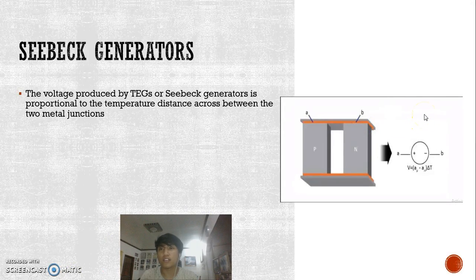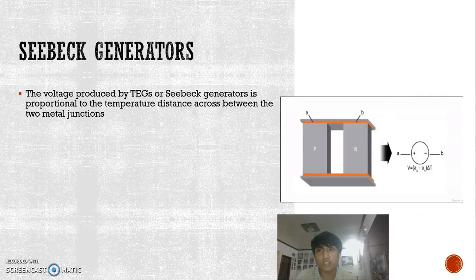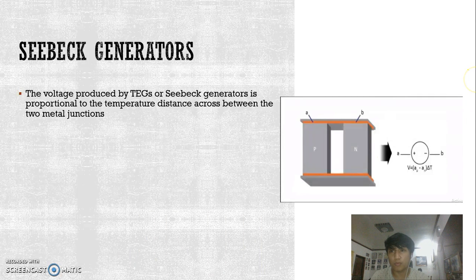Seebeck generators. The voltage produced by TEGs or Seebeck generators is proportional to the temperature difference across the two metal junctions. As you can see at the right side, it's the Seebeck generators chart.